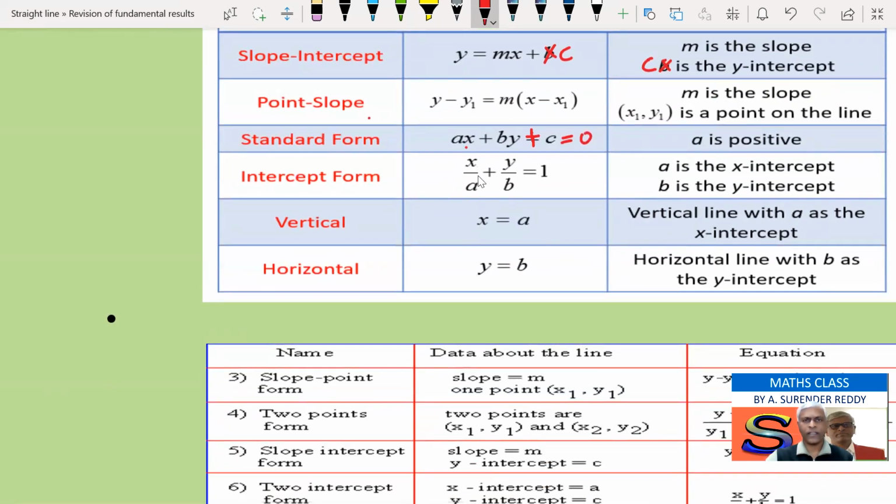Intercept form of a straight line: x by a plus y by b is equal to 1, where a is the x-intercept and b is the y-intercept.